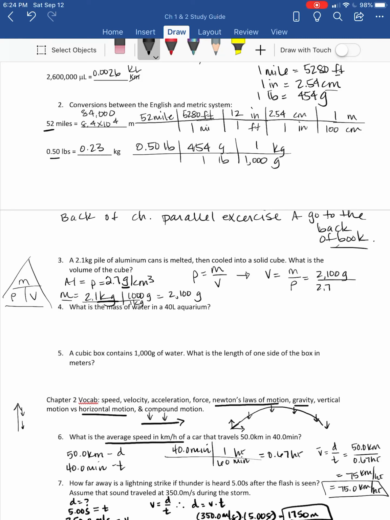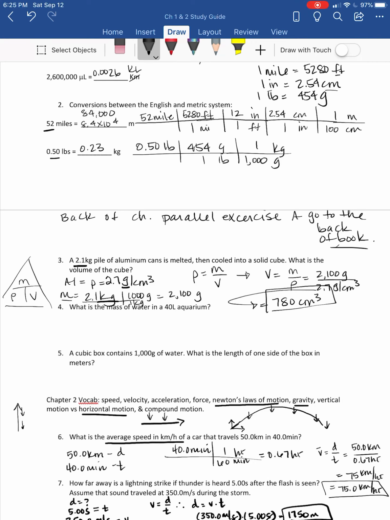And your density was 2.7 grams per centimeter cubed. So I got 777.777 repeating. So how many significant figures do we need? Go with however many significant figures are given in the problem, not whatever's in the chart. Okay, so 2.1 kilograms. So I would do 780 centimeters cubed. That's my answer there.